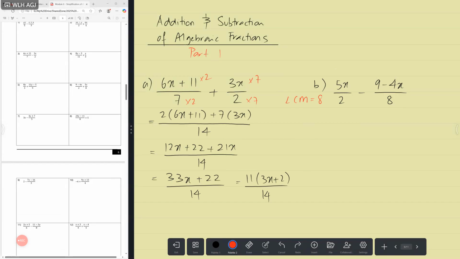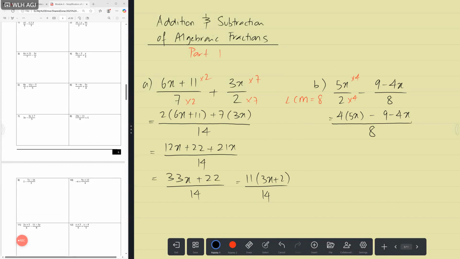Make sure it is reduced, so you make it 8. Again, draw your long fraction line followed by your LCM of 8, and this fraction needs to multiply by 4. What happens is 4 bracket 5x. The second fraction, 9 minus 4x, does not need to multiply by anything because its denominator is already 8. So what you need to do is just minus (9 minus 4x), right? Because you don't need to multiply by any factor. Do you agree with me?